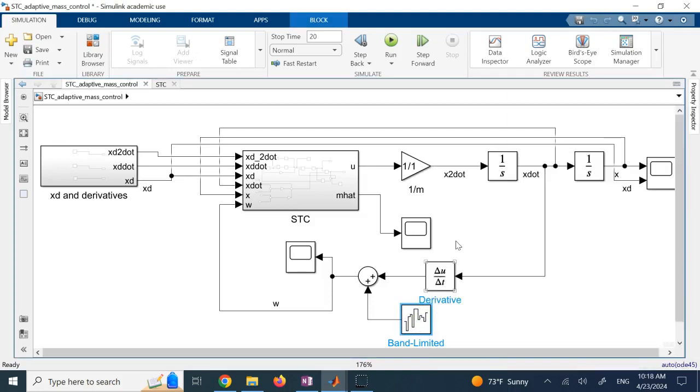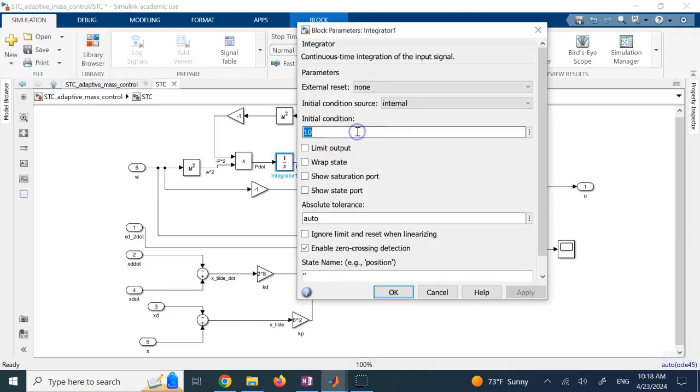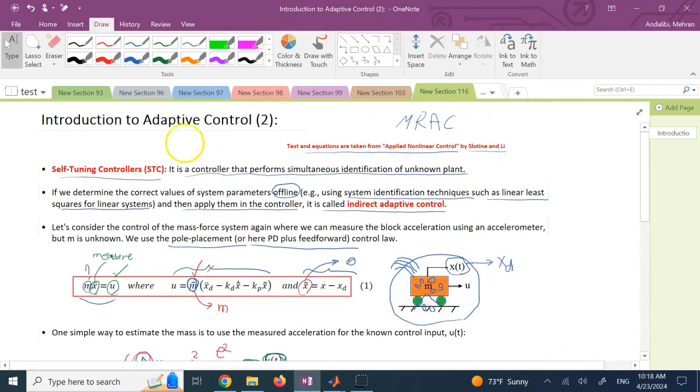Hopefully this video gave you an introduction. I published this file, and I give you the download link under the video description. So you learn some basics about this category of adaptive control called self-tuning control.